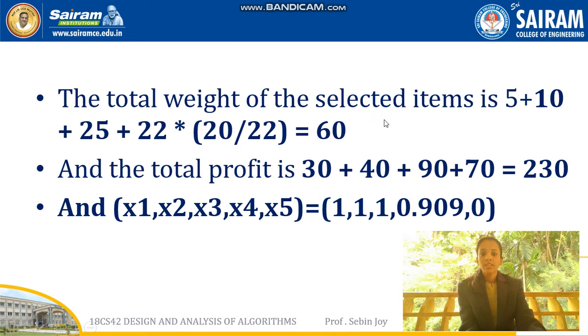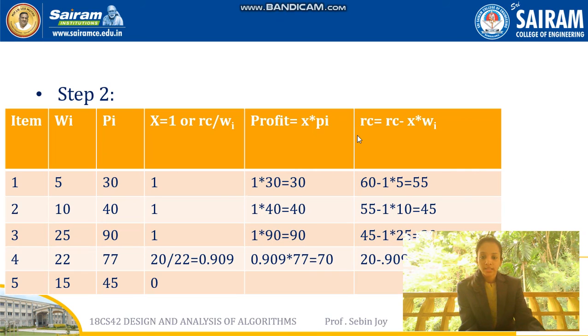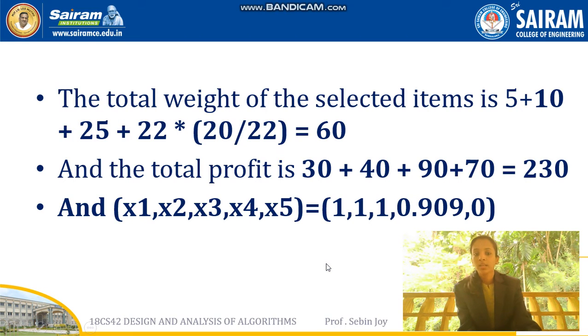So here the total weight of the selected items is equal to 60, because 60 is the knapsack capacity that we are getting here. And the total profit, how to calculate the total profit? Here the first one, 30 plus 40 plus 90 plus 70. So 30 plus 40, that is 70, plus 90, that is 160, plus 70, that is 230. You will get the profit here as 230.